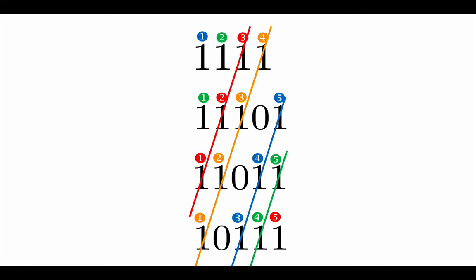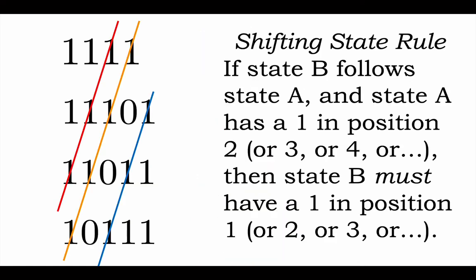And so we'll call this the shifting state rule, which says that if we have one state, we'll call it state B, and it follows state A, and state A has a 1 in position 2, then state B must have a 1 in position 1. It has to have shifted 1 spot to the left. If state A has a 1 in position 3, then state B would have to have a 1 in position 2.